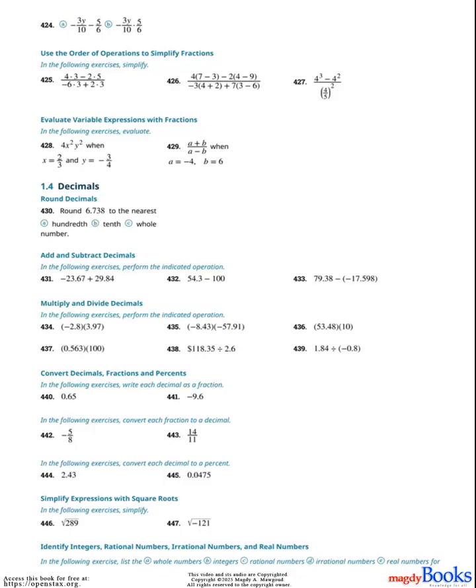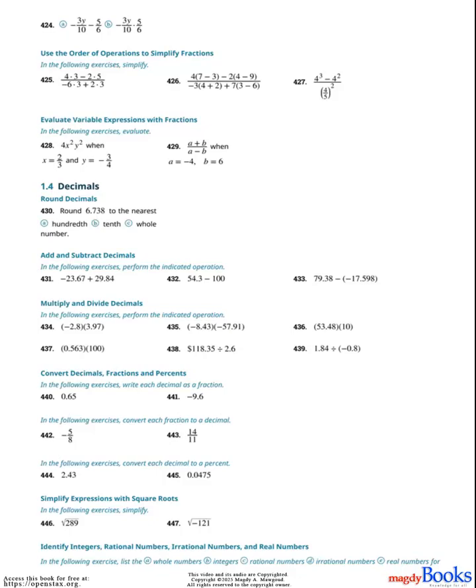1.4.3. Multiply and divide decimals. In the following exercises, perform the indicated operation. 434. (−2.8) multiplied by (3.97). 435. (−8.43) multiplied by (−57.91).